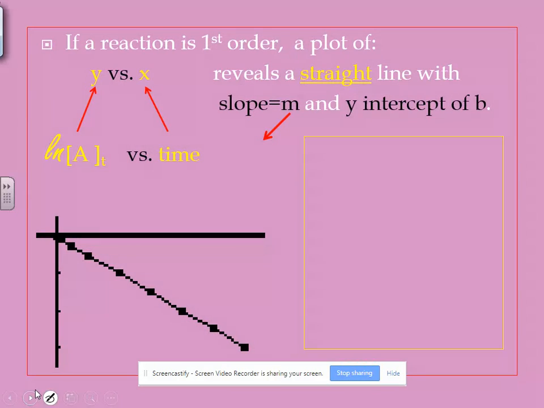So if a reaction is in fact first order, a plot of y versus x, again, y is natural log of A at time equal to t versus time, would reveal a slope that's negative, as you see here depicted in this graph, and the y-intercept equal to b. So on the graph, we would have plotted natural log of A on the y-axis, and time would be plotted on your x-axis.